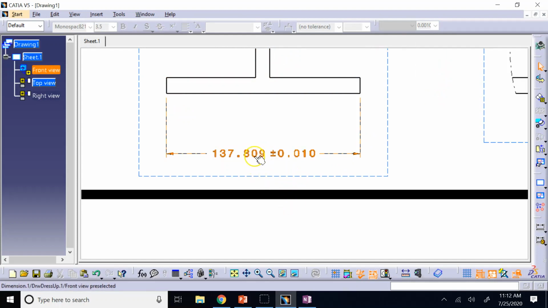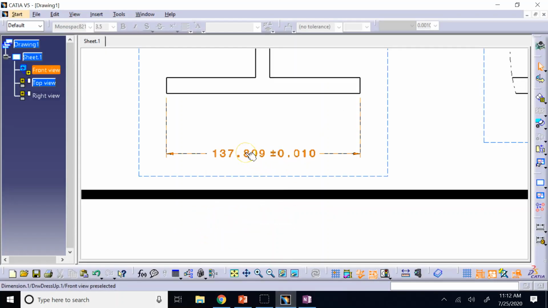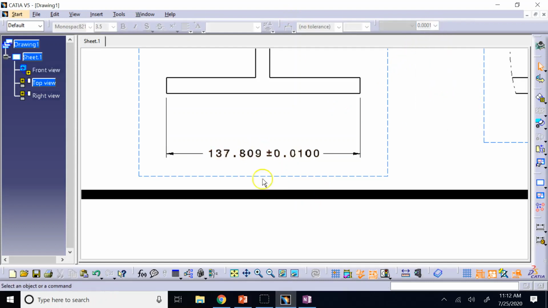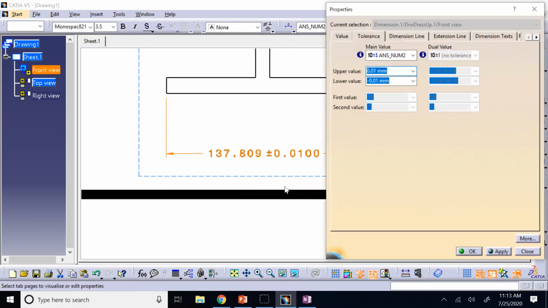Now to the machinist, the tolerance should be half of this, right? They should hit it with what? 0.0005, or maybe I use 4 decimals. So I am not going to round it for you. I just make it 4 decimals, right? You see here, there is no number. You have to add a 0 yourself, right?